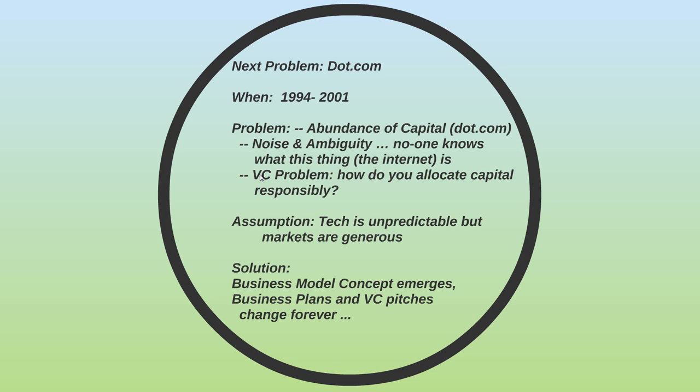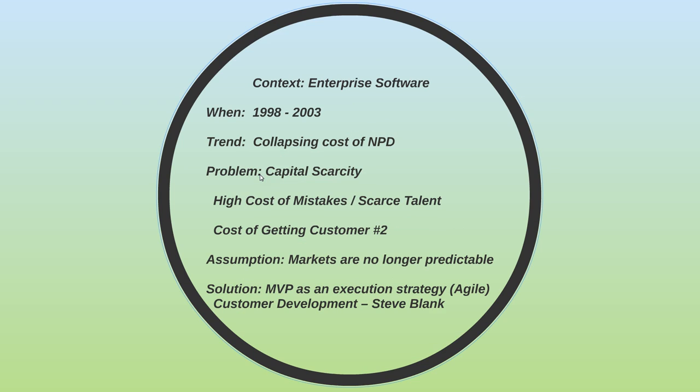In about 1998, market conditions had changed in a radical way. Coming about 2001, you had two things going on. The cost of new product development, particularly in software, was collapsing. But starting in 2001, capital was incredibly scarce. So you had two problems. You had a shortage in programming talent and engineering talent. Capital was scarce. And so what it meant was that you could not afford to make a mistake in developing your software, just simply because the cost of correcting a mistake was so high.